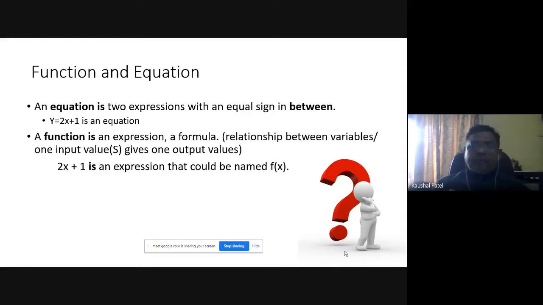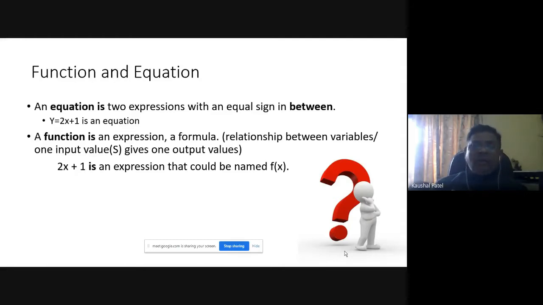This is called an equation. A function is an expression or a formula. The same thing can be represented in the form of a function also. A function is an expression, a formula, which is an interrelationship between the variables. One input value gives one output value, and we can say that 2x plus 1 is an expression that could be named f(x). So y here we consider as f(x). So in this particular case, we can say that equation and function are both the same.